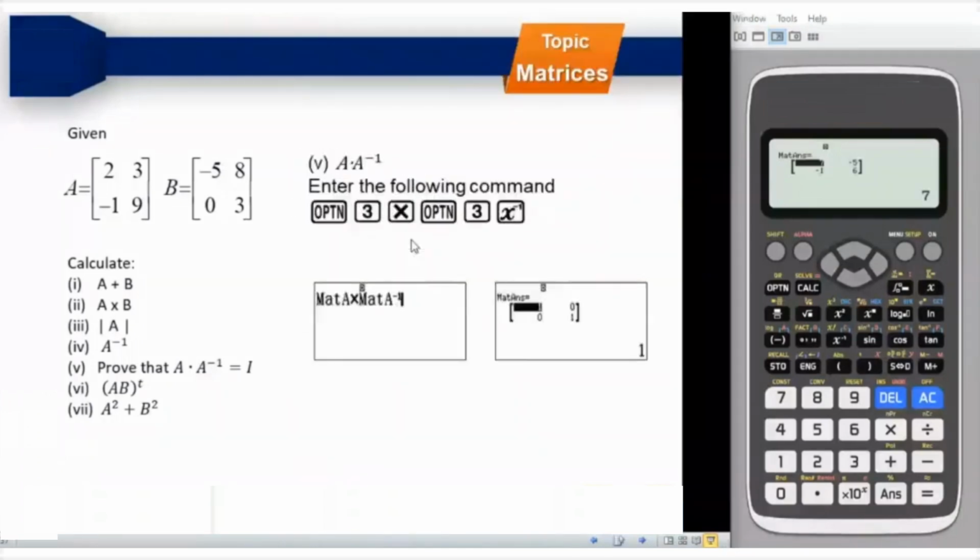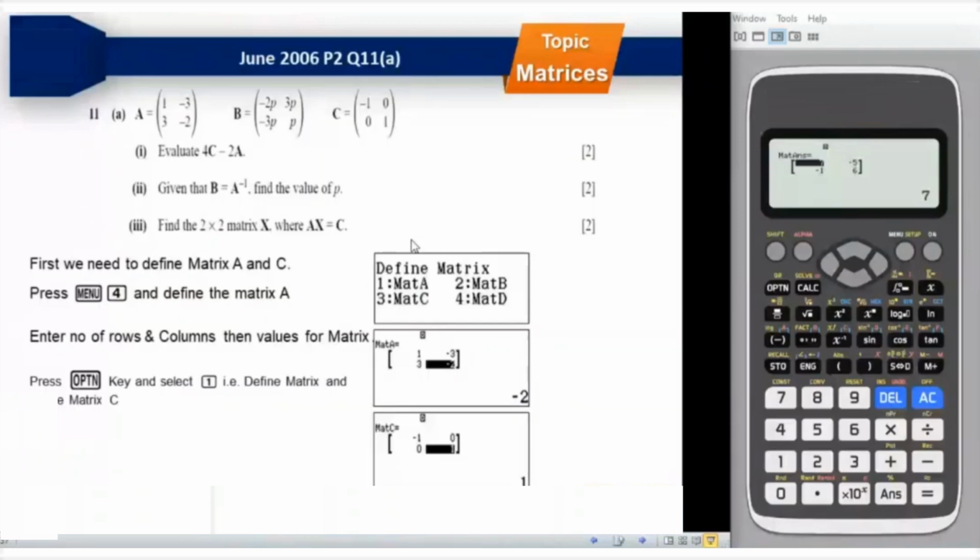All right. The next question on your screens now is one of the questions from O-level mathematics past papers. And this question will also help you understand things in a better manner. I have also mentioned the reference of the question for you. It's June 2006, paper 2, question 11, part A. In paper 2, calculators are allowed. So let's see. The question is evaluate 4C minus 2A.